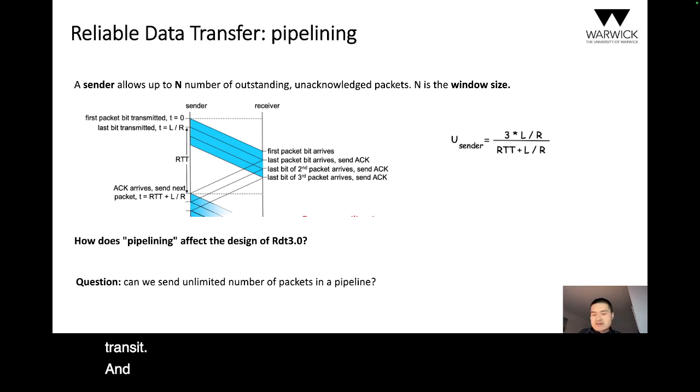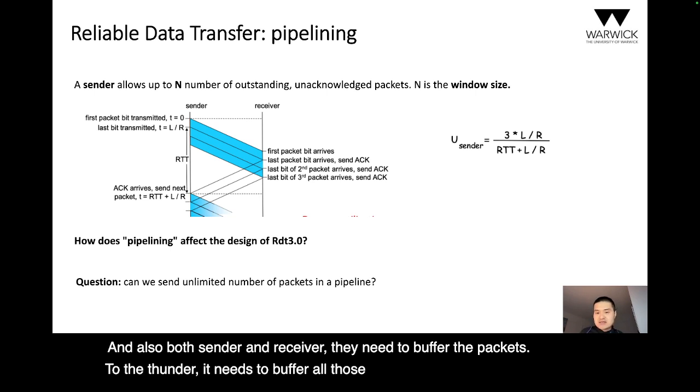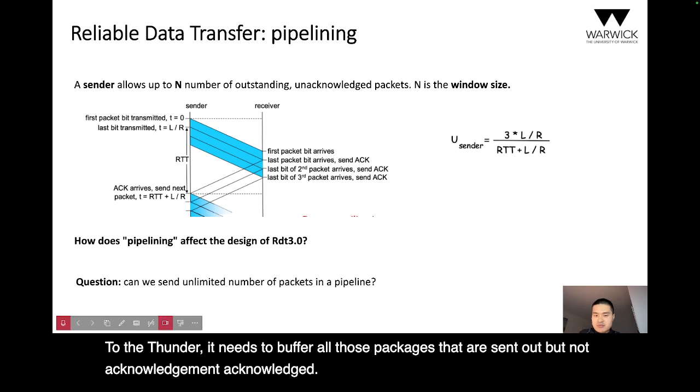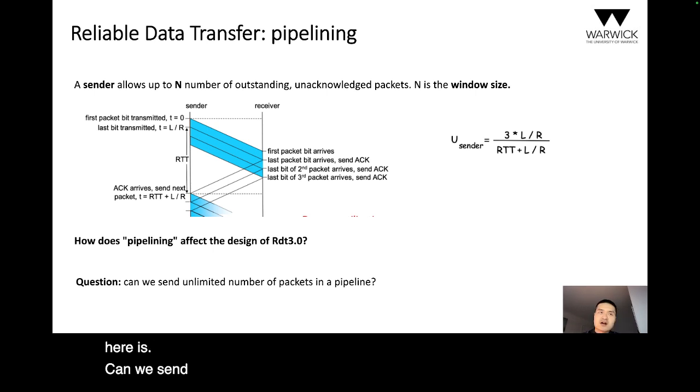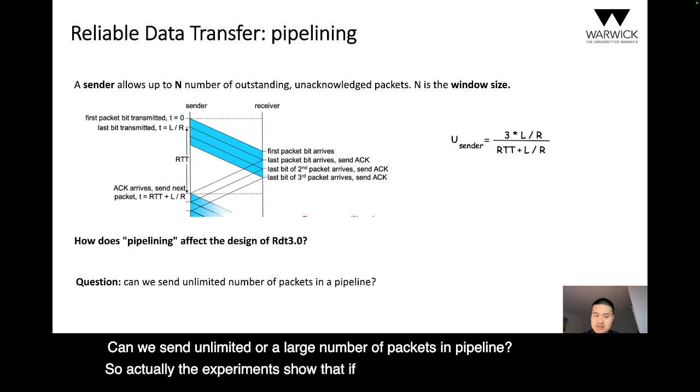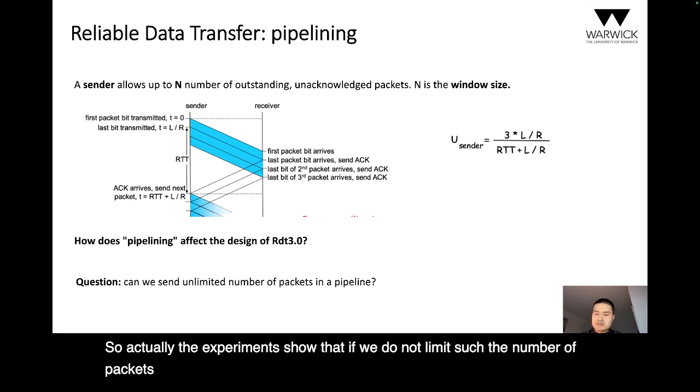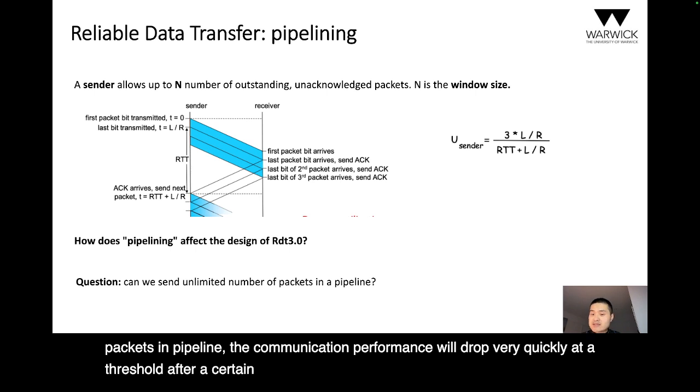Also, both sender and receiver need to buffer the packets. At the sender, it needs to buffer all those packets that are sent out but not acknowledged. And we need more complicated finite state machines. A question here is, can we send unlimited or a large number of packets in pipeline? Experiments show that if we do not limit the number of packets in pipeline, the communication performance will drop very quickly at a threshold after a certain point. We will discuss this later in detail when we learn flow control in TCP.